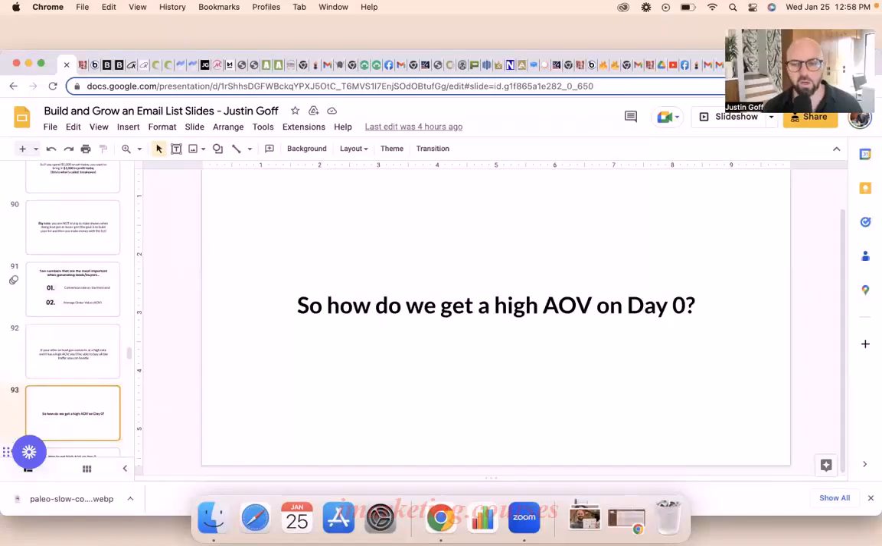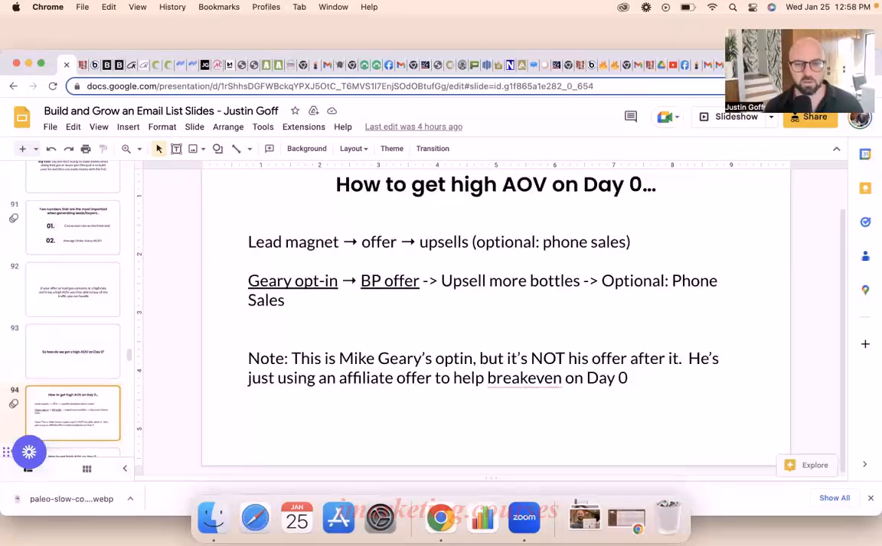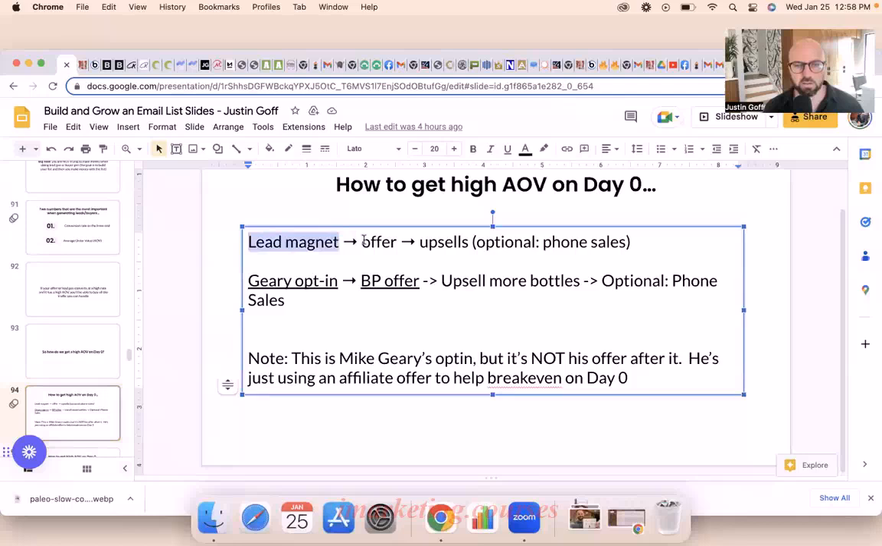So knowing that, how do we get a high AOV on day zero? I'll show you a couple quick examples of this, with some of these examples we've looked at already. So lead magnet. A lead magnet goes from lead magnet to offer to upsells. And then some of them have the optional addition of adding phone sales.